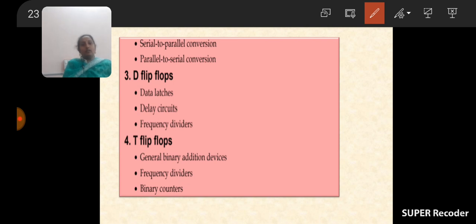And these D flip-flops are also used in delay circuits. Why? Because in D flip-flops, the output must be produced only after the application of the clock pulse. And like our JK flip-flops, D flip-flops are also used in frequency divider circuits.